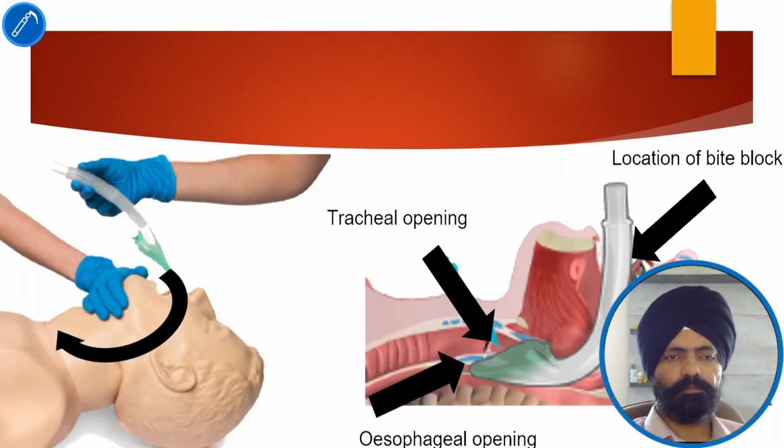Now coming on to the pictorial representation of iGel insertion, you can see in these pictures the black arrow is the direction of the iGel, and it has two openings. One is the gastric opening and the other one is the tracheal opening. So it automatically fits in such a way that the main opening of the iGel is guided into the tracheal opening and the gastric outlet is going into the esophagus. So this is the proper insertion technique.